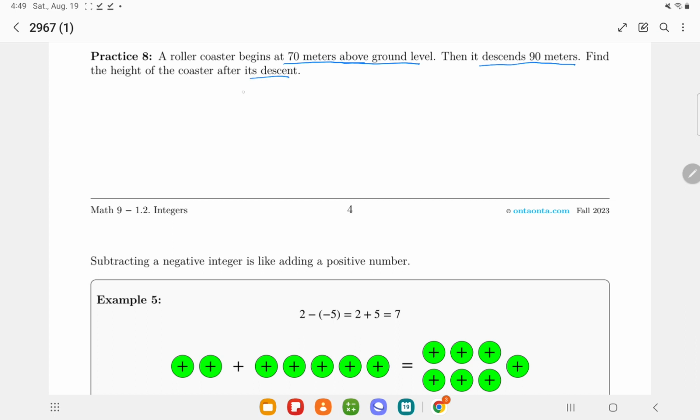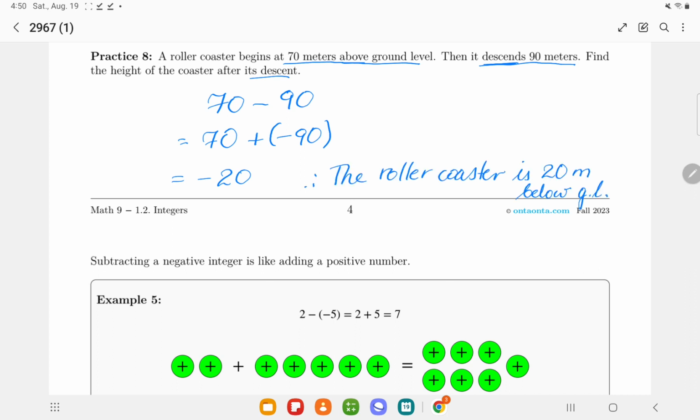Let's start with an equation. So 70 meters above the ground, so that's positive 70. It descends, so minus 90. Remember, with the scuba diver example, we could also do 70 plus -90. The result is the same, -20. Therefore, the roller coaster is 20 meters below ground level.